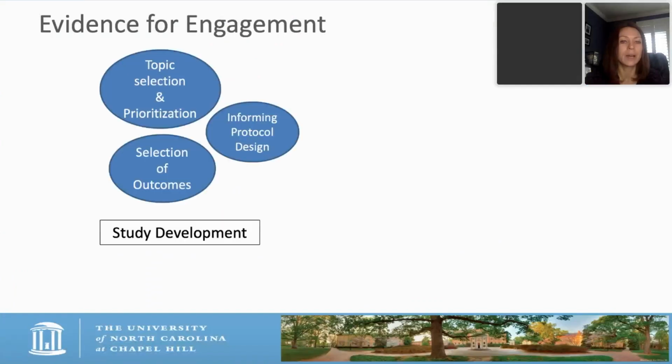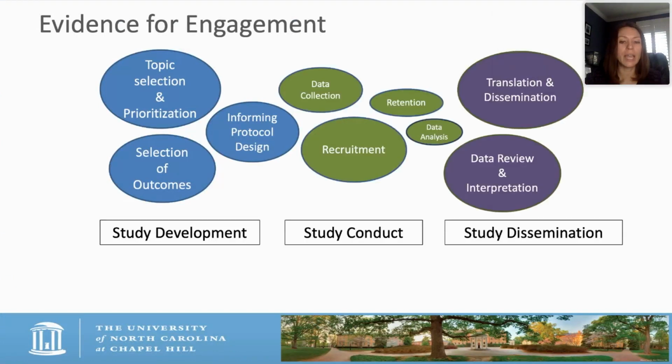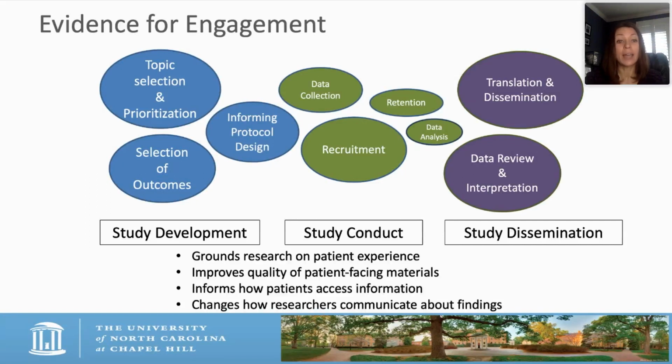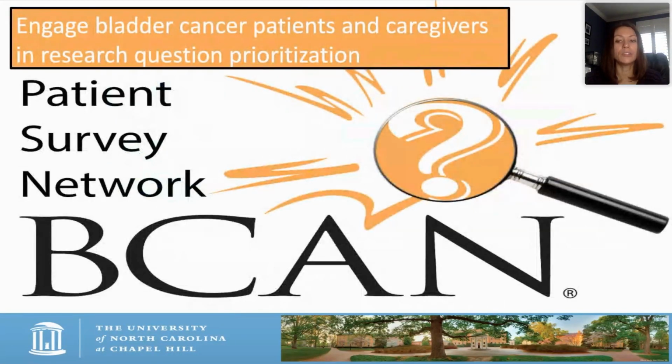So I already talked about the evidence for engagement. And I put this up here again because I reflected on that. I'm like, well, where would I begin, right? Well, we begin at the beginning. Topic selection and prioritization. I didn't even know in the bladder cancer world what topics were important for patients. So we decided to first create what we termed the Patient Survey Network, which was the idea to engage bladder cancer patients and caregivers in research question prioritization. And we did this virtually.